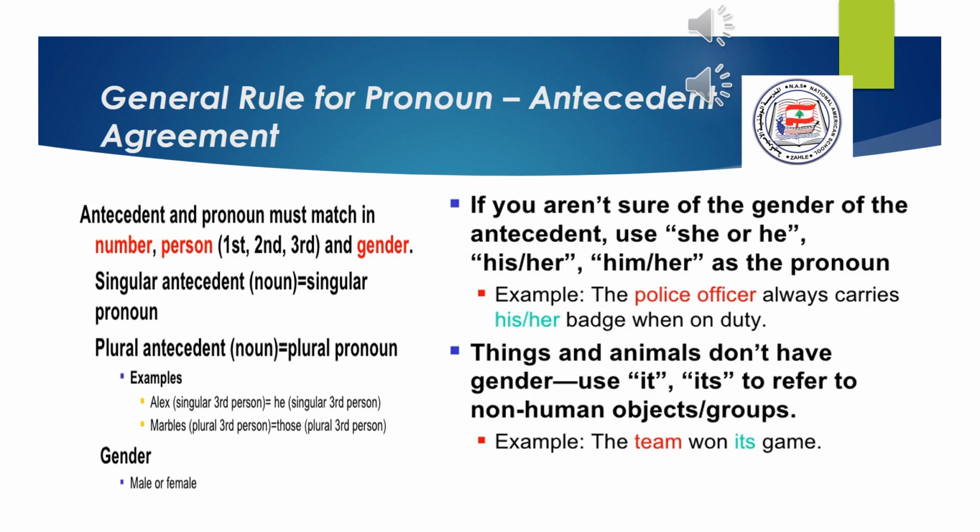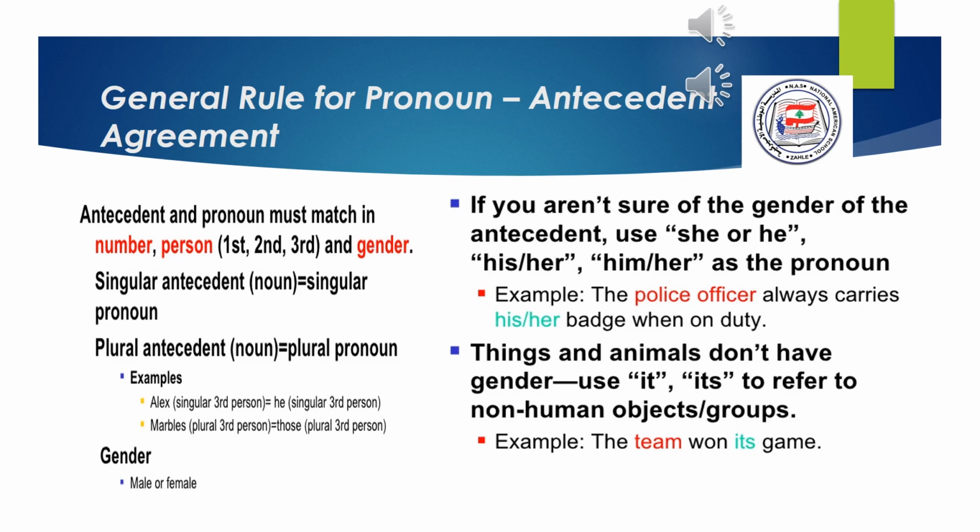How do pronouns and antecedents agree? Antecedents and pronouns must match in number. It means singular or plural, person, first, second, or third person, and gender, which means masculine, feminine, or neuter. You should keep in mind that singular antecedents get singular pronouns and plural antecedents get plural pronouns.